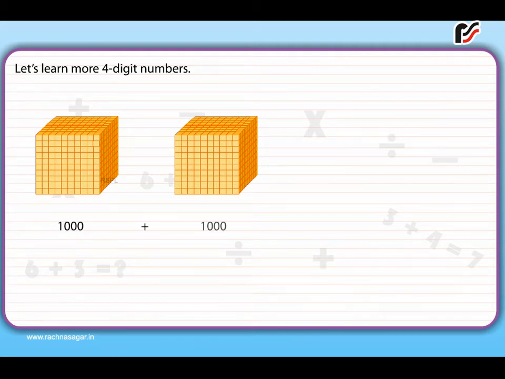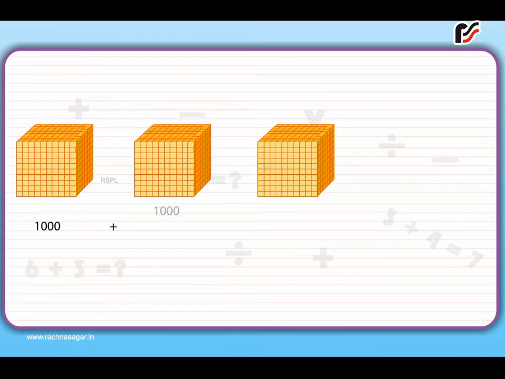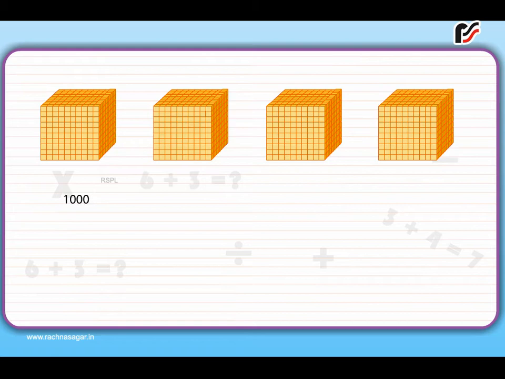1000 plus 1000 is equal to 2000. 1000 plus 1000 plus 1000 is equal to 3000. 1000 plus 1000 plus 1000 plus 1000 is equal to 4000.